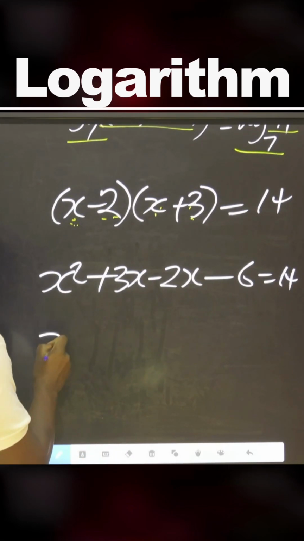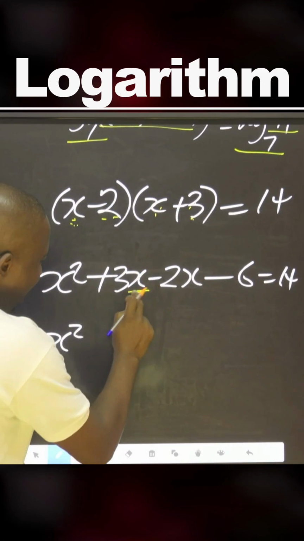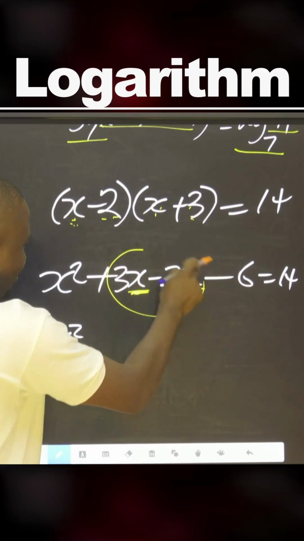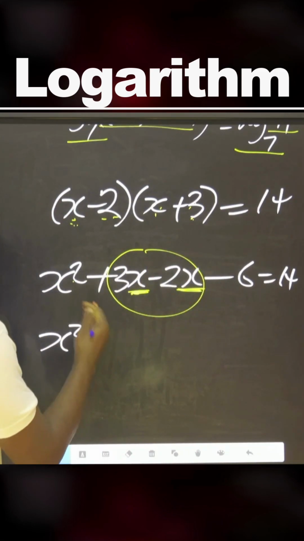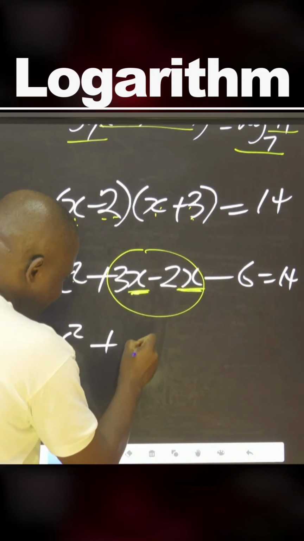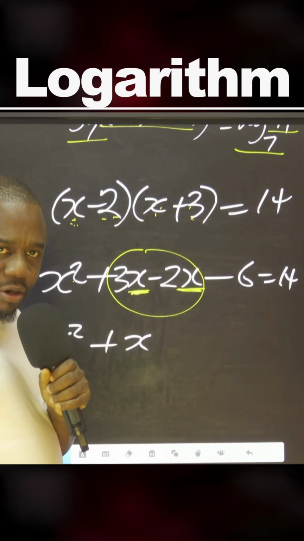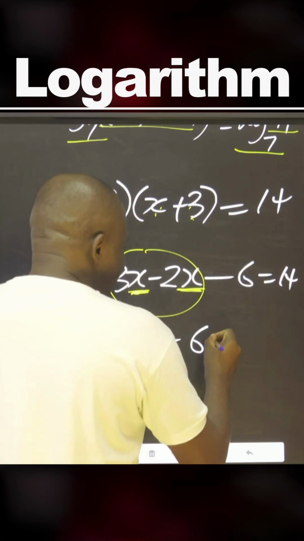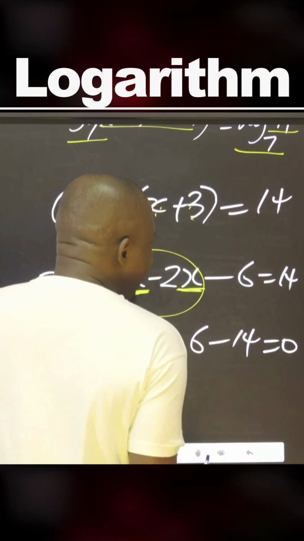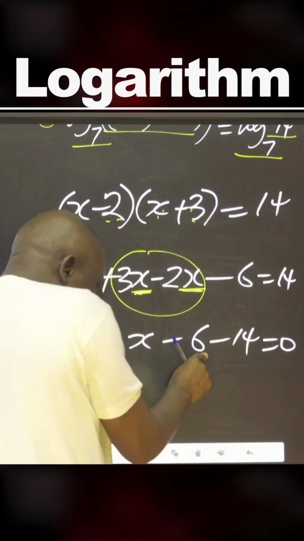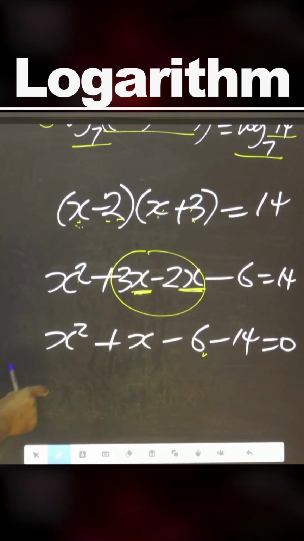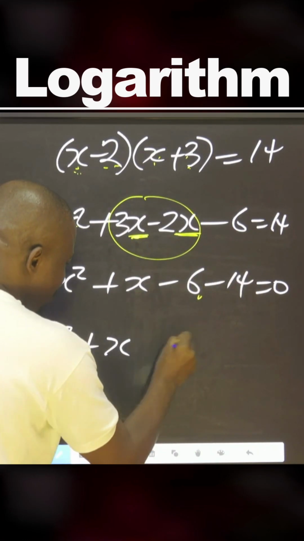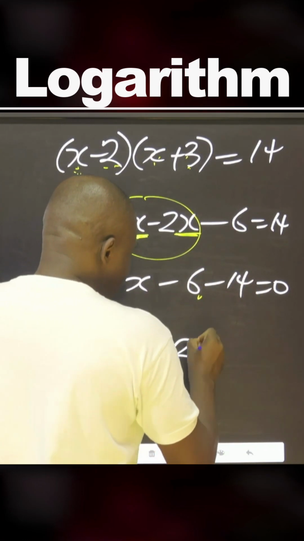You agree with me that this is x squared? This one has only one x. One x. So they are friends. This one has 2. They are not friends. We cannot join them together. This and this will give us x. That is 3x minus 2x will give us x. Minus 6. We move this to this side. Minus 14 equals to 0. Why? I want this guy to come and join his friend without any x. So therefore, x squared plus x. This and this will give us minus 20 equal to 0.